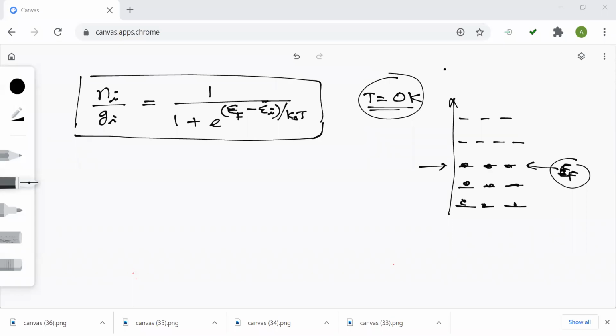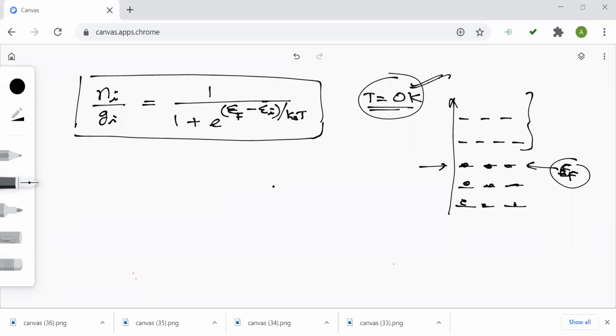What is Fermi level? Fermi level is the highest occupied level. After that, all the levels are empty. So it is the highest occupied level at 0 Kelvin. This is very, very important. So what is Fermi level? Fermi level is the energy level which is highest occupied at 0 Kelvin. Right? Sir, any doubt here?